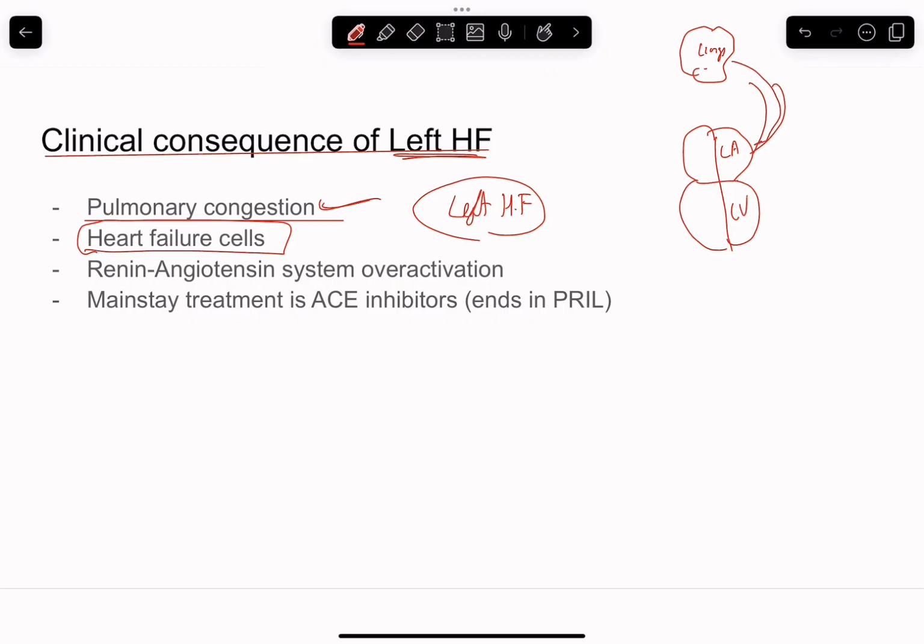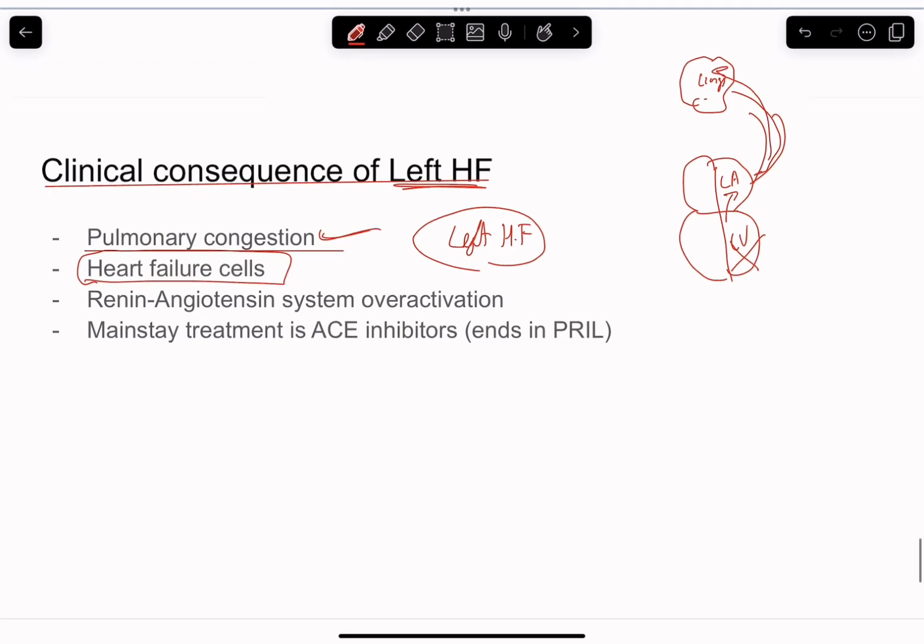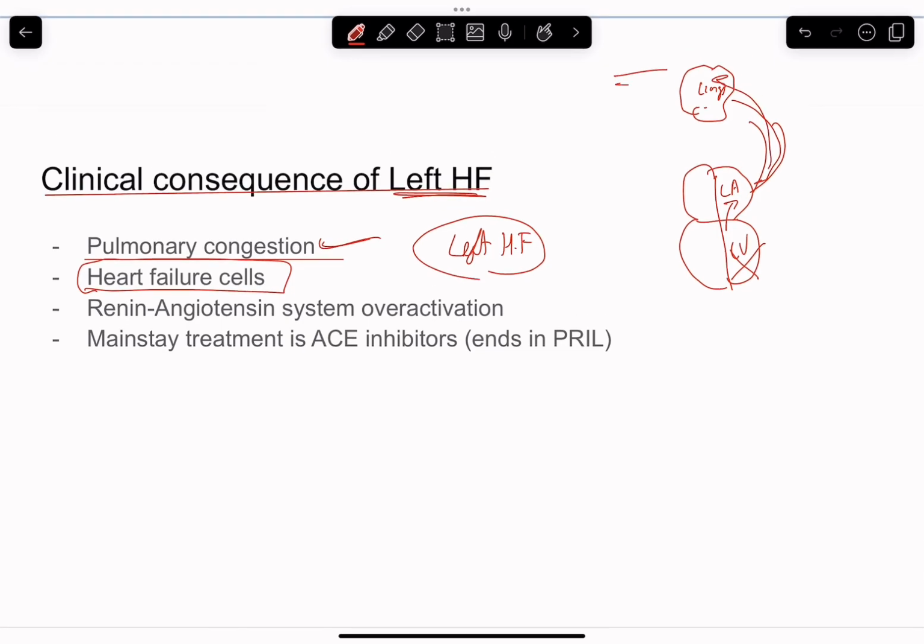So when there is left ventricular dysfunction, the blood will eventually get backed up into the left atrium, then eventually into the lungs. In the lungs, there are pulmonary capillaries. The high pressure can cause the pulmonary capillaries to burst open. So all the blood inside the pulmonary capillaries will go into the extracellular spaces. Here the macrophages will engulf them, and you can see characteristic heart failure cells or hemosiderin-laden macrophages.